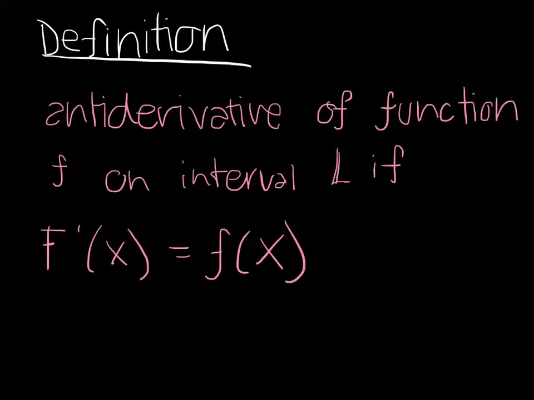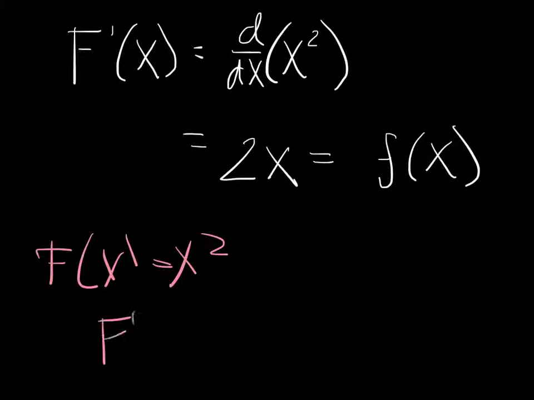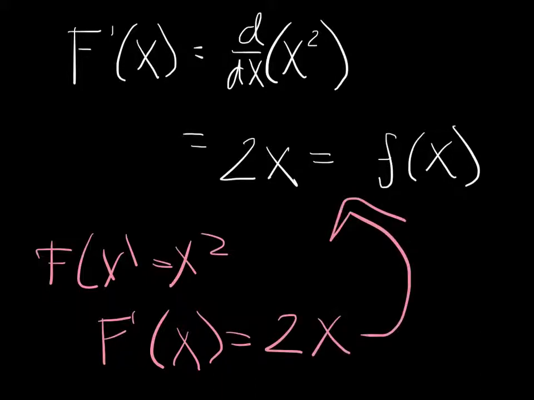A function F is an antiderivative of function lowercase f on an interval I if capital F prime of x equals lowercase f of x for every x in I. The process of finding F, or F of x, is called antidifferentiation. To illustrate, F of x equals x squared is an antiderivative of f of x equals 2x because the derivative F prime of x equals 2x, which is equal to f of x.